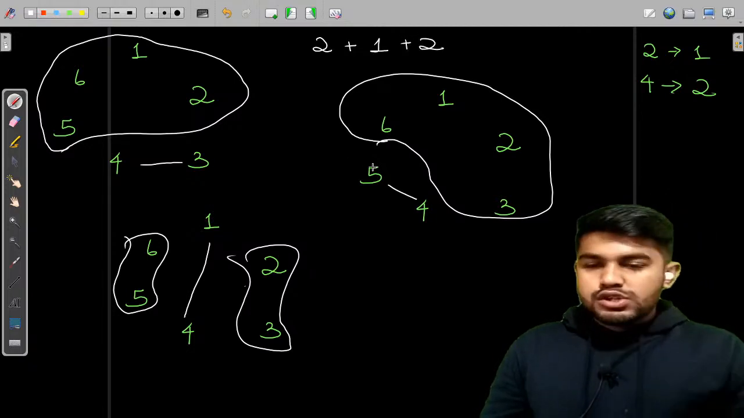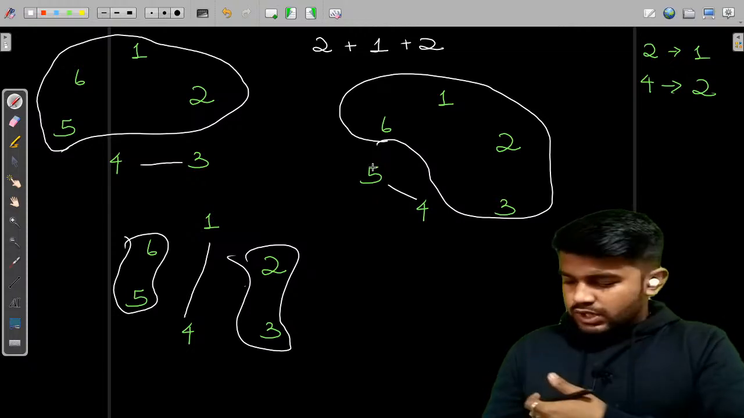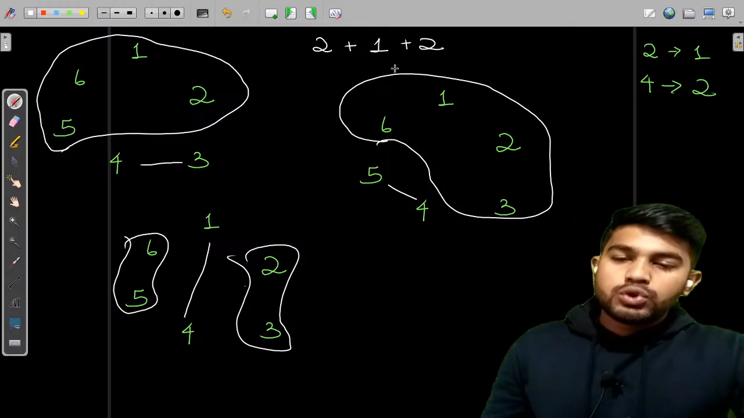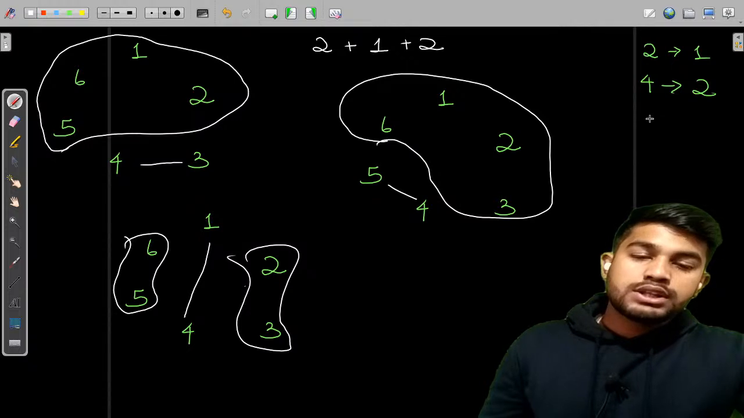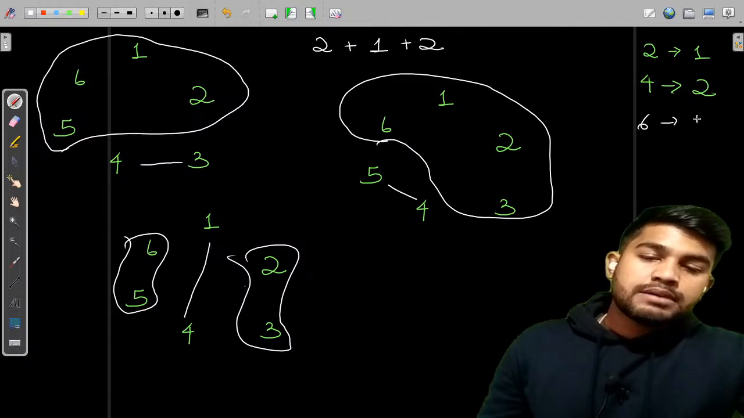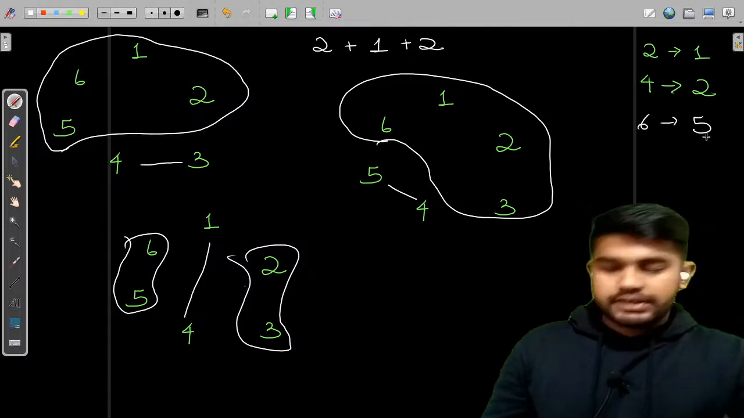Okay, so 4 can do a handshake with all these types. So 2 plus 1 plus 2. So for the number 6, the number of handshakes would be 5 itself.